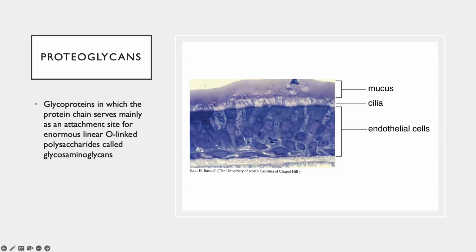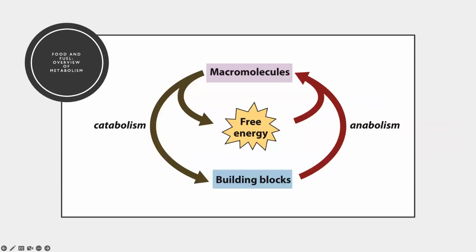And so proteoglycans can also be known as mucins, and these are going to help in forming the protective mucus lining in the respiratory, gastrointestinal, and reproductive tracts. And so next, this is where the classes may differ.